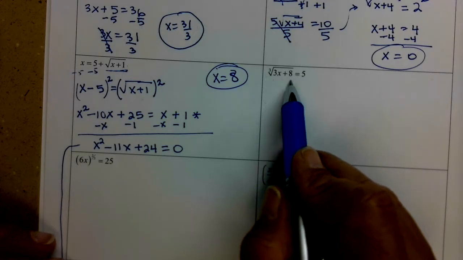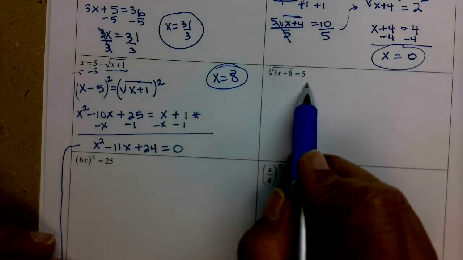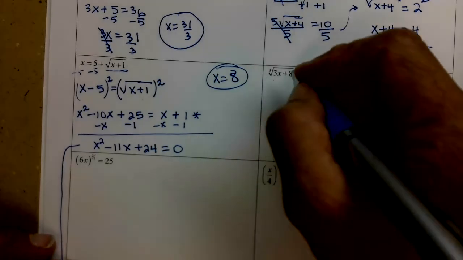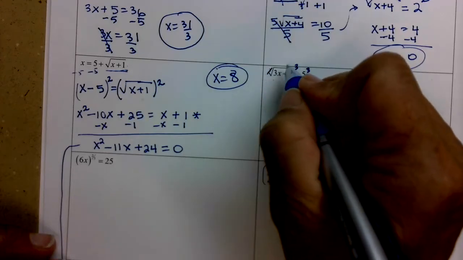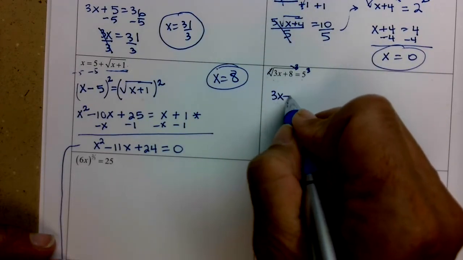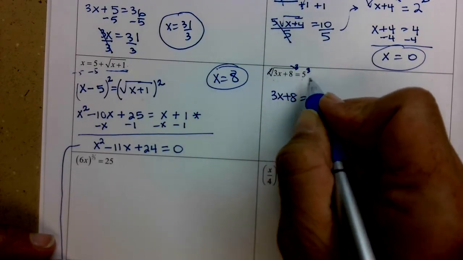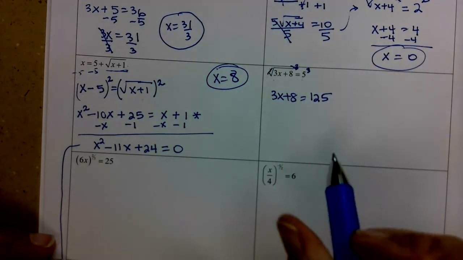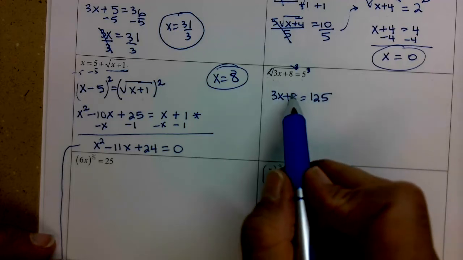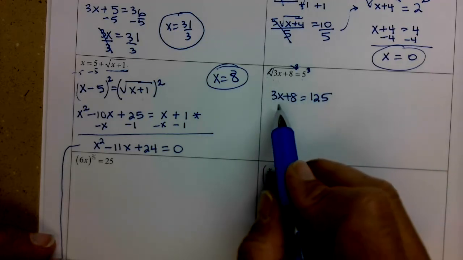Cube root of 3x plus 8 equals 5. What operation do you think I need to do to undo the cube root? Right, we're going to cube. Cube both sides. So cubing the cube root, 3x plus 8 equals 5 cubed, which is 125. Cubing the cube root, right? They exactly cancel. You just get that radicand out.